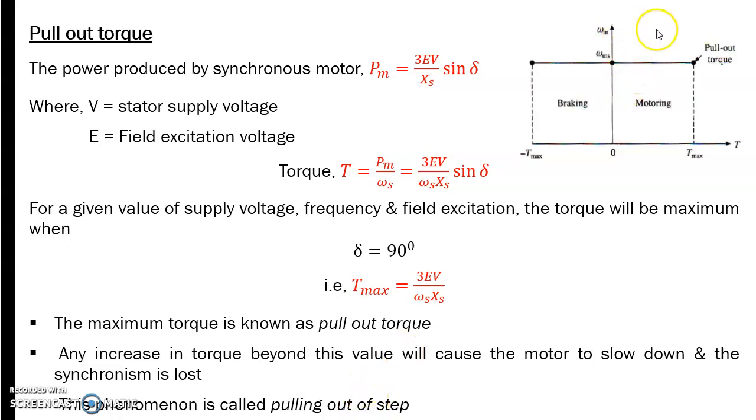And here I have given a speed torque characteristics of synchronous motor. You can see that this speed is corresponding to the synchronous speed. This region is motoring, positive torque. This is negative torque, the braking region. And any torque above this one is known as the pull-out torque. The maximum torque is pull-out torque. And any torque beyond this pull-out torque will lead to pulling out of step. So these basic things you should go through in some textbook.